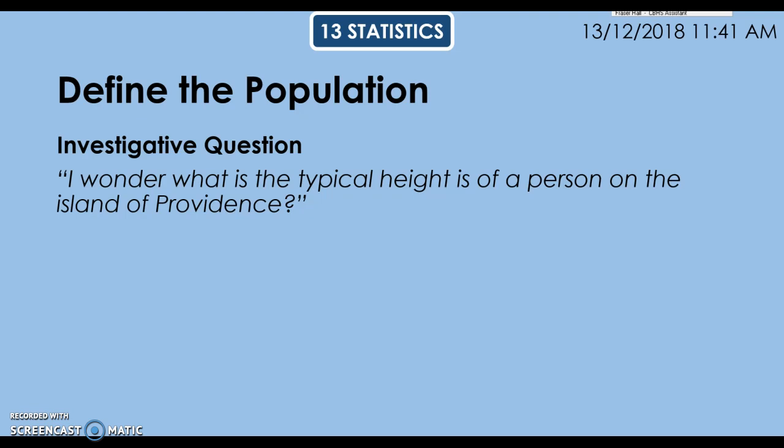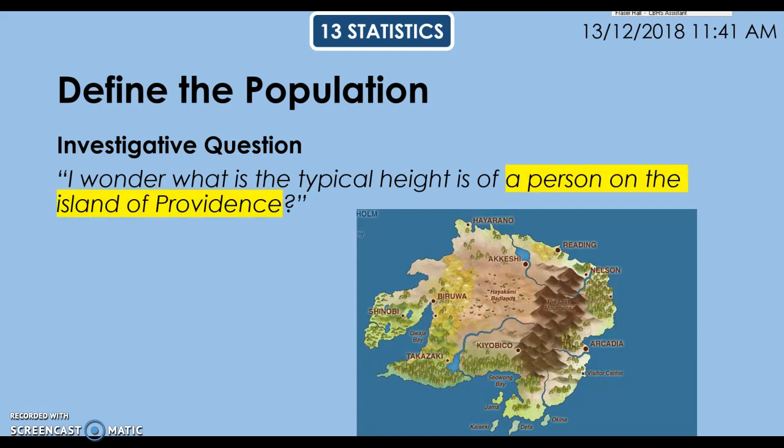You need an investigative question to define the population. So what we're interested in is, I wonder what the typical height is of a person on the island of Providence. By having that question, it quickly defines what the population is. The population is any person on the island of Providence, and they have to have an equal chance of being selected. So from our island simulation, that's the island of Providence, and we have to make sure that we're selecting anyone from there to be included in our sample.